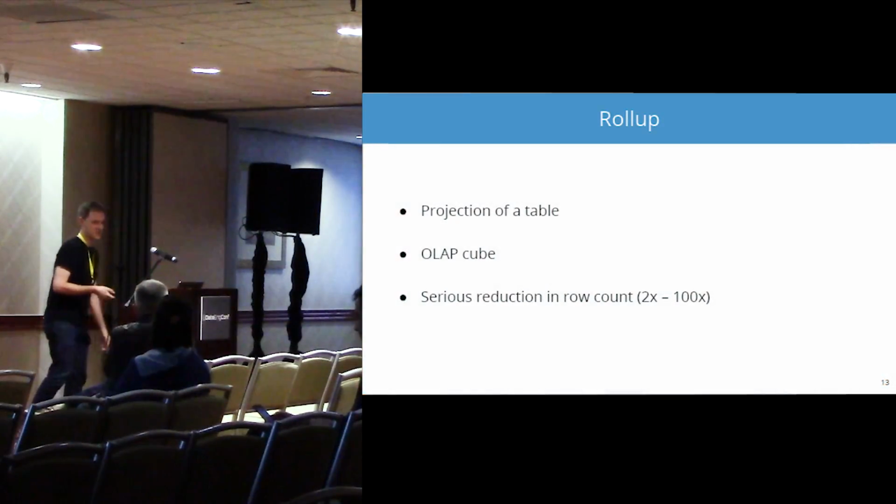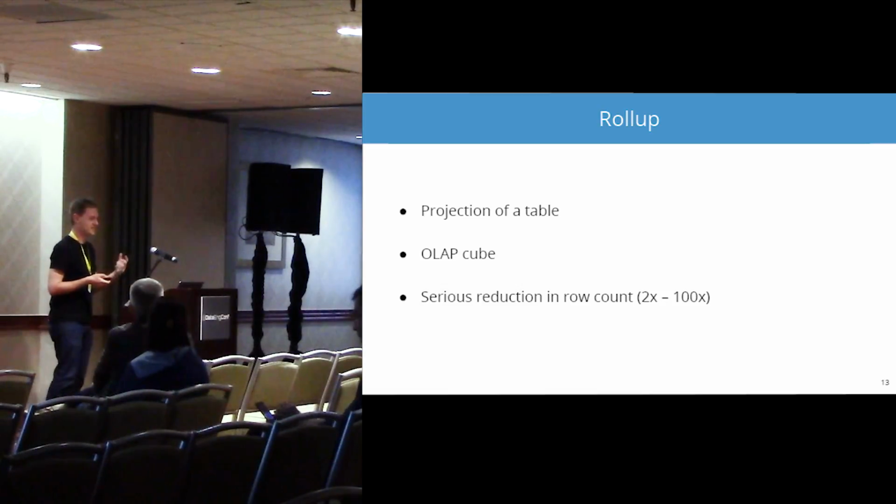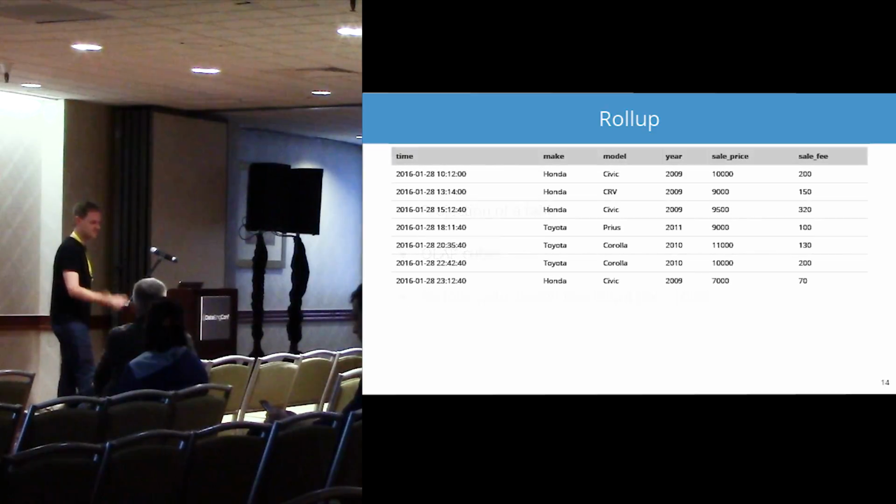So we call it Rollup in Druid. It's a feature that we support in Druid. It's actually built in. And the idea is it's a projection of a table, also called an OLAP cube. And it can provide a serious reduction in row count. So let me show you how that works.